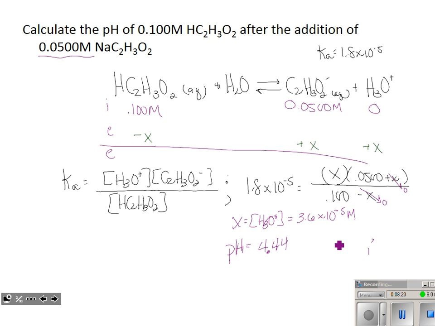When we have the acid mixed with the salt, sodium acetate, the common ion causes a shift in the equilibrium, and the pH will increase because the concentration of hydronium ion has decreased.